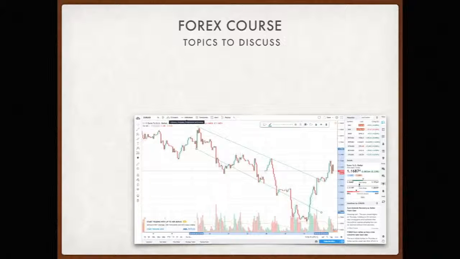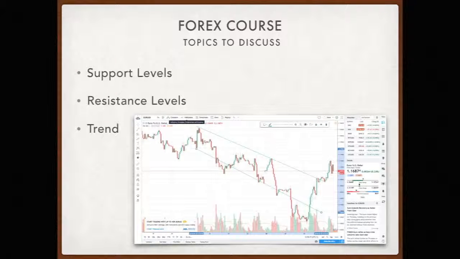So guys, the concepts of support, resistance, and trend levels are the essence of technical analysis. Remember, guys, that support and resistance levels are areas, they're not exact numbers.